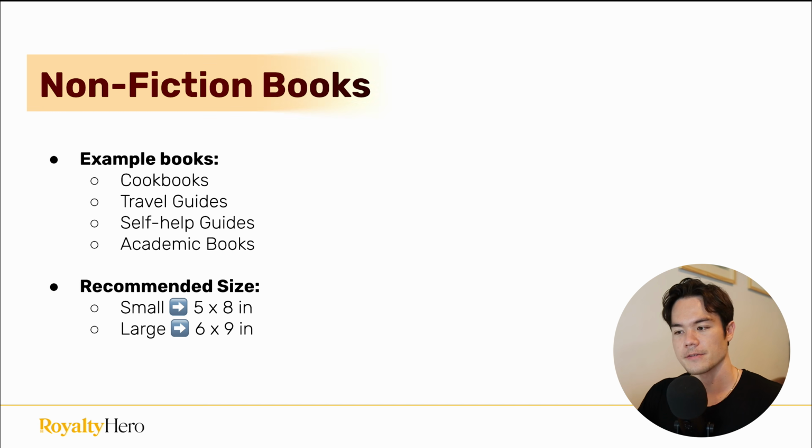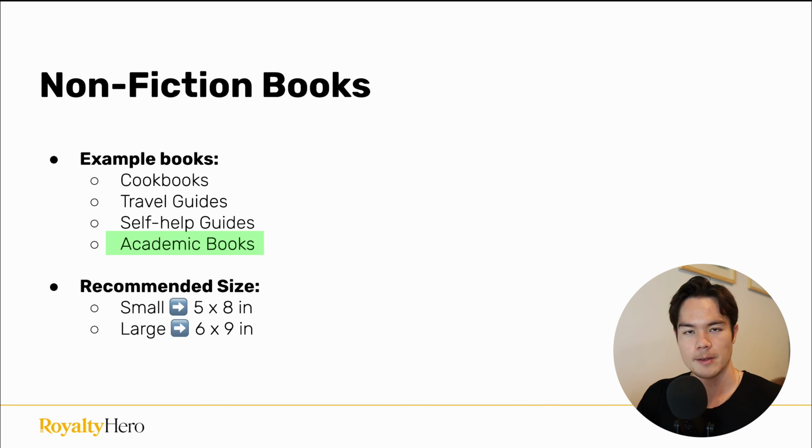So the next one is nonfiction books. So these are cookbooks, travel guides, self-help guides, academic books, pretty much any how-to books in general. Recommended size, if you want to go small, 5 by 8 is a good one. I use 5 by 8 a lot for my nonfiction books. If you want to go a little bigger, 6x9 is actually a good size as well. So between 5x8 to 6x9, any of those trim sizes will work.